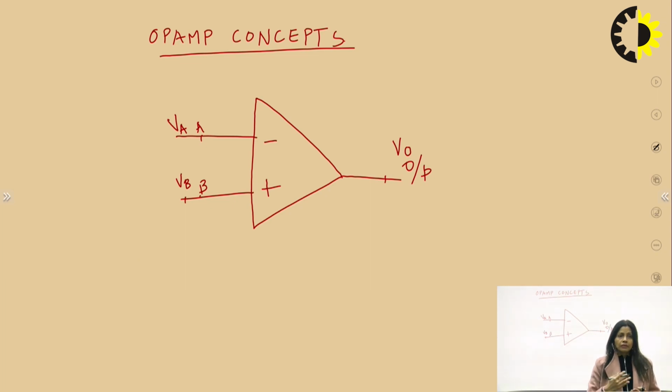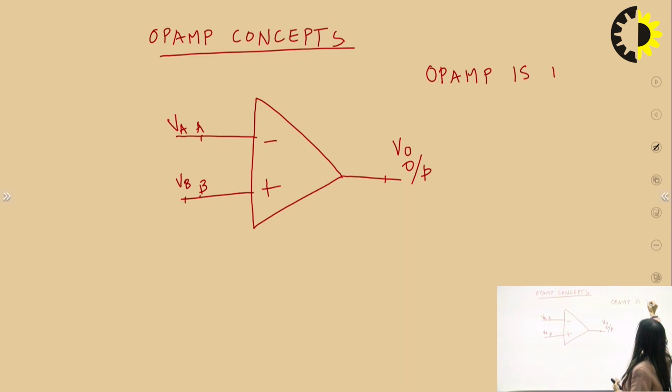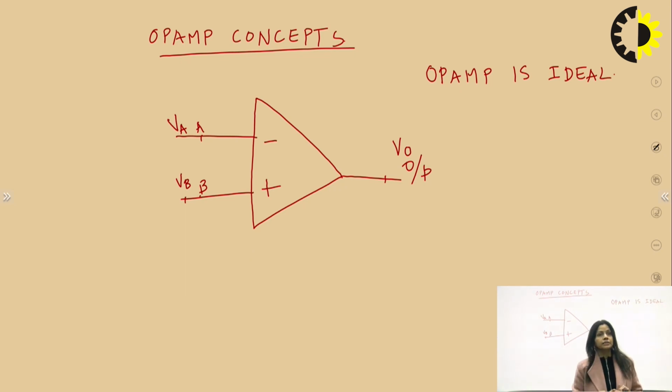Now, before proceeding towards the numerical, 2-3 things we have to ensure. What are those points? Number one, we will consider Opamp is ideal. Okay. Number one point is that we will consider Opamp to be operating in ideal mode.